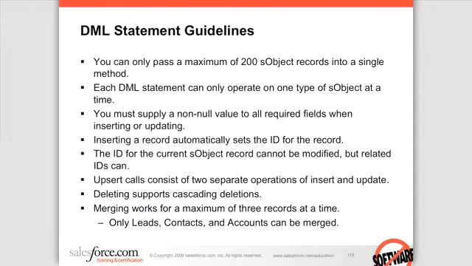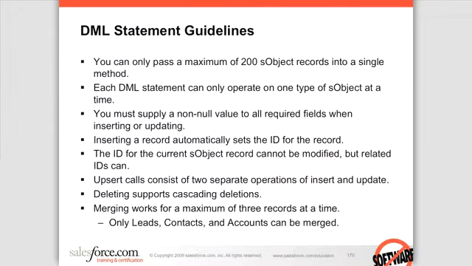Let's see here. So the ID for the current SObject record cannot be modified, but the related IDs can. In other words, the record that we're associating with the current one, we can change that to point to a different record, something we'd want to do. When we perform an upsert, for the purpose of understanding what might happen when our triggers fire, it breaks it into a separate insert. So if we upsert 200 records, let's say 150 of them are new, we'd have 150 of those triggering an insert event, and then the other 50 triggering an update event. So it breaks it into two batches.